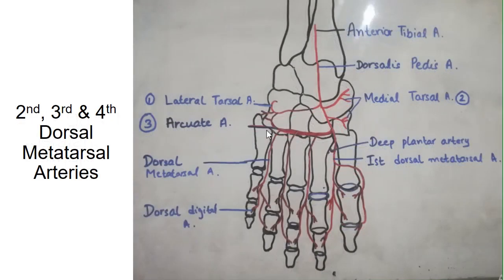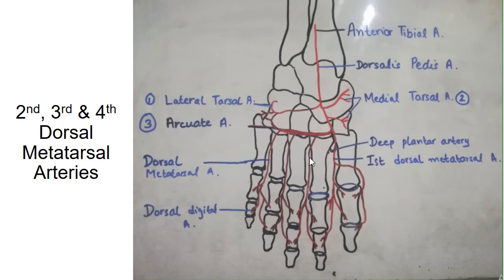Now let's talk about the arterial supply of the lateral 4 toes. This is Arcuate Artery. This Arcuate Artery gives rise to 3 dorsal metatarsal arteries, 1, 2 and 3. These 3 dorsal metatarsal arteries arise from the Arcuate Artery and supply the adjacent sides of second, third, fourth and fifth metatarsal bones and the muscles arising from these bones.